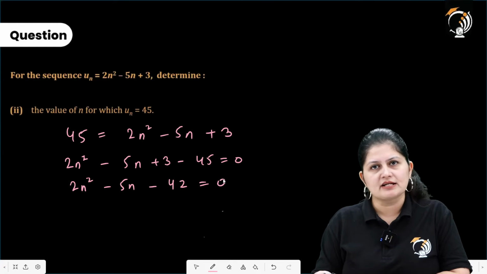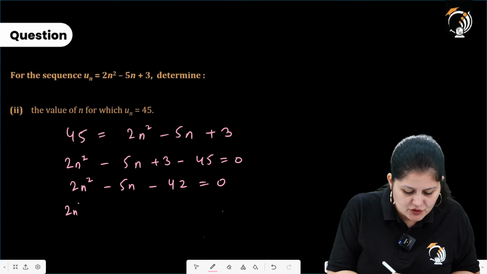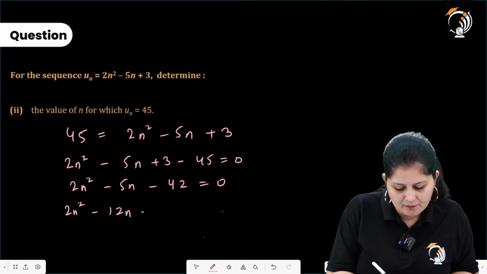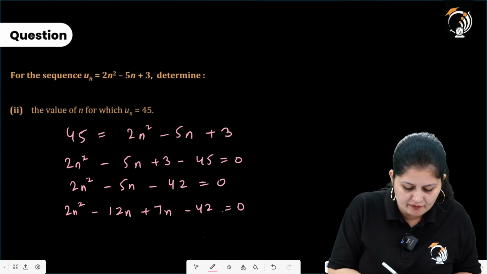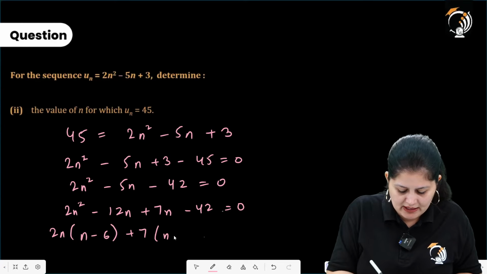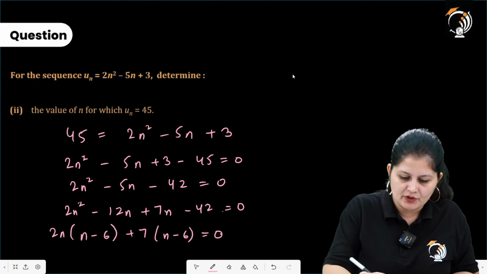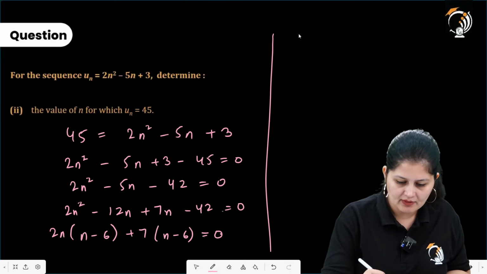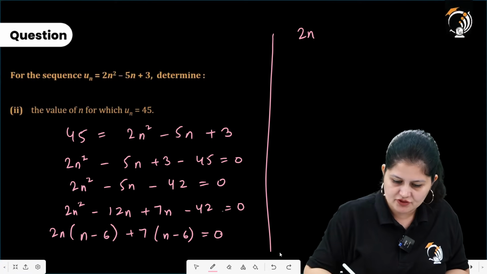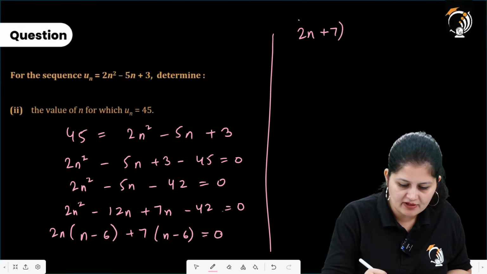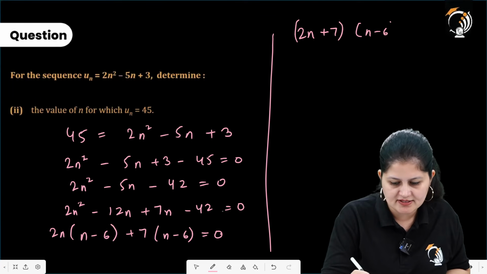So 84 is nothing but 12 times 7, right? So that is going to be 2n² minus 12n plus 7n minus 42 is equal to 0. So we will be getting 2n, and this is going to be (n minus 6) plus 7, (n minus 6) is equal to 0. So we will be getting (2n plus 7), and we will be getting (n minus 6) is equal to 0.